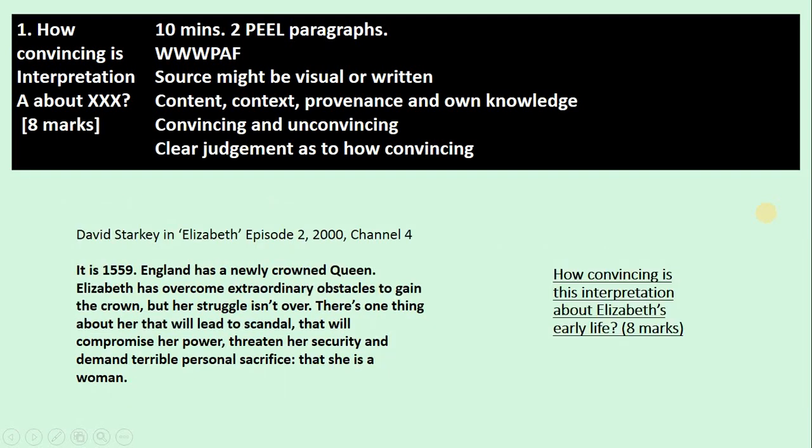Here are some more examples. In this case, David Starkey in the Elizabeth documentary shown in the year 2000 on Channel 4. How convincing is this interpretation about Elizabeth's early life? Think again about what you would write as convincing about it. What is unconvincing? What is it that Starkey has not taken into account? Is there an oversight perhaps?